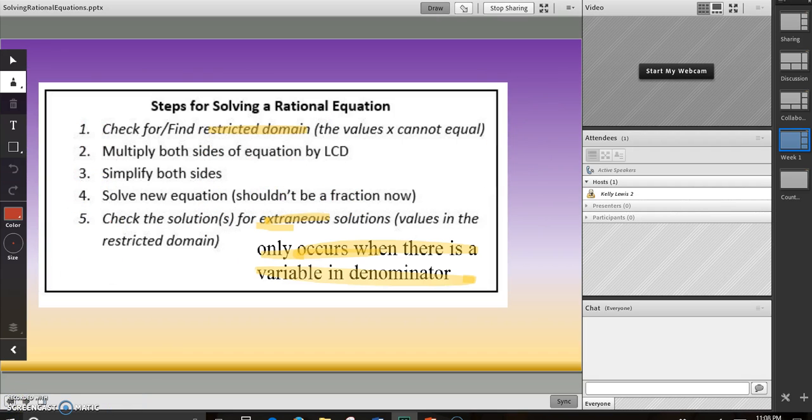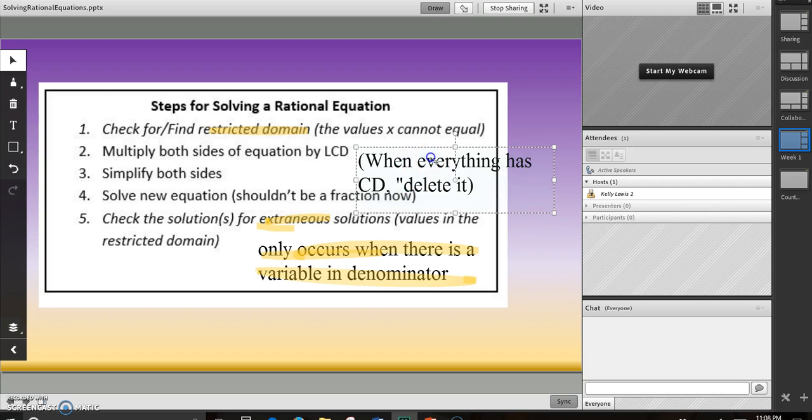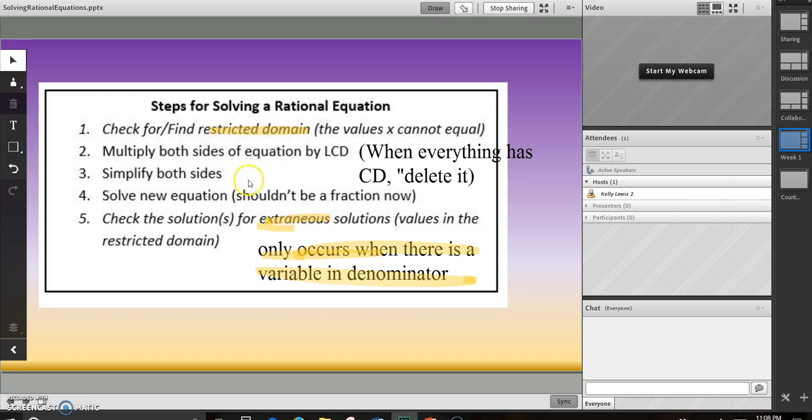Let me add this to our steps. Everything has a common denominator. Delete it. I'll show you why that works. Okay, and we can delete it. There should be quotes right there. It's because we're multiplying by the least common denominator. So let me show you.